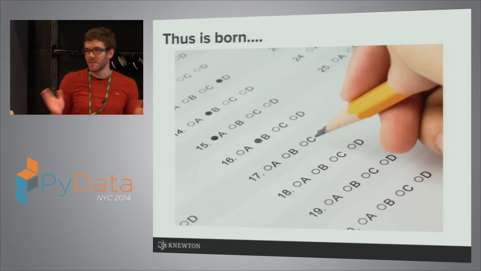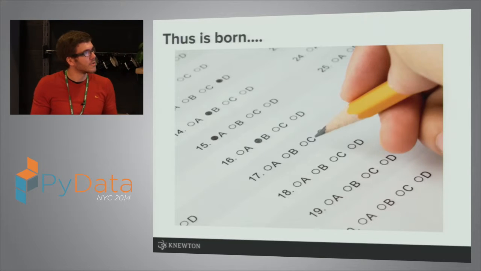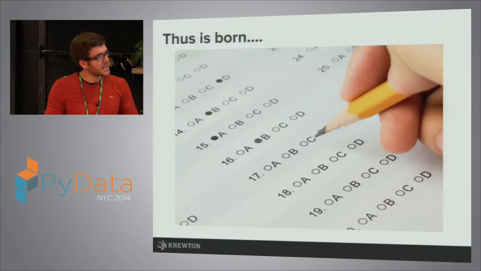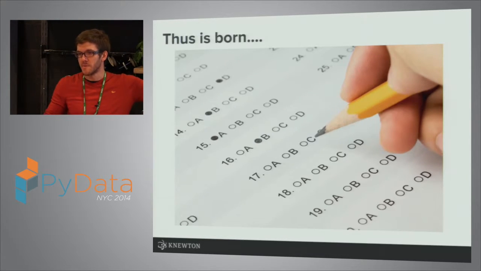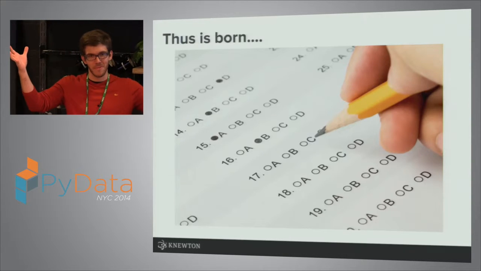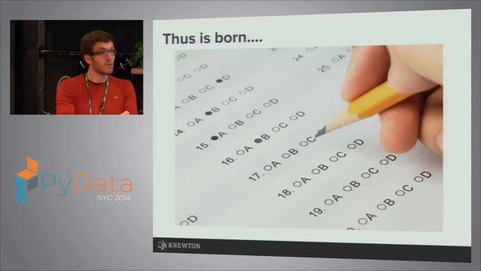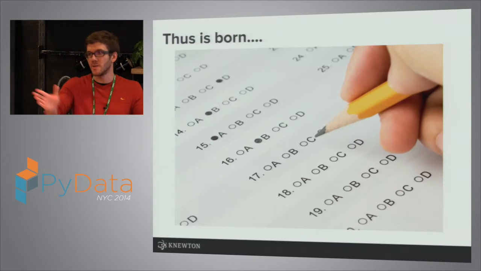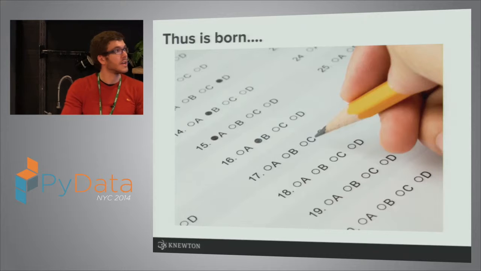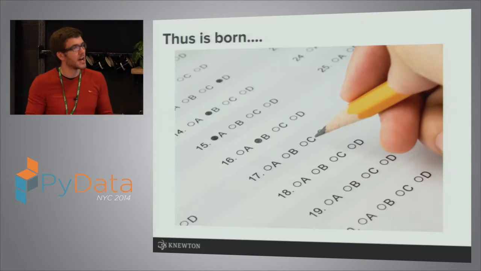So thus is born the standardized test, and these are the things you're used to seeing. This is the epitome of being very controlled in all these things. It's a particular time, at the end of 11th grade. It's at a particular place, in a room in your high school. These things are very controlled. People spend years figuring out whether or not these questions are good. So thus is born the standardized test.